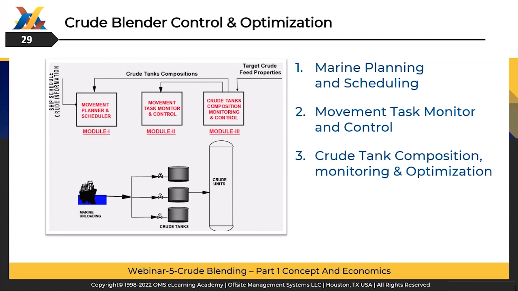And the second part is movement tasks, monitor and control. And the third part is to calculate and estimate the composition of the different types of crude in the tank and monitor, and that leads to monitoring and control to feed the crude units. So each crude blending system requires three parts of automation.